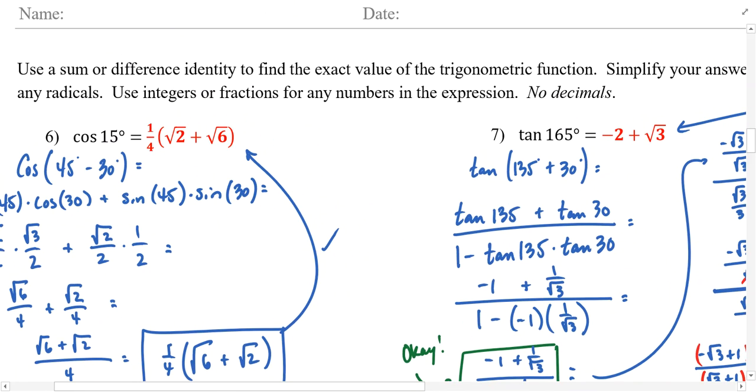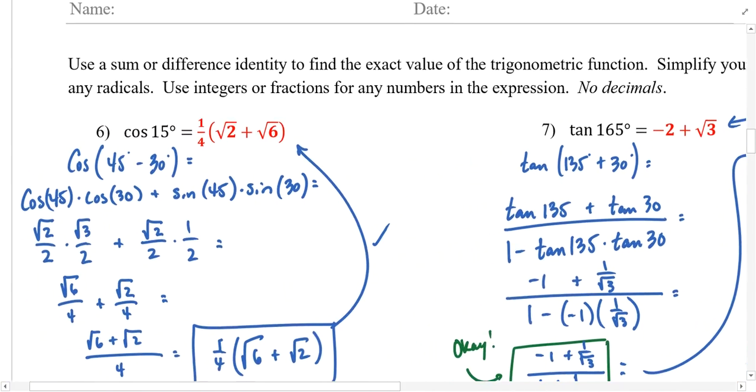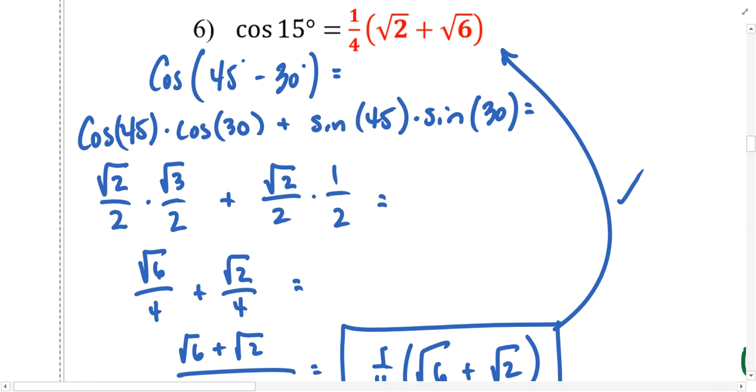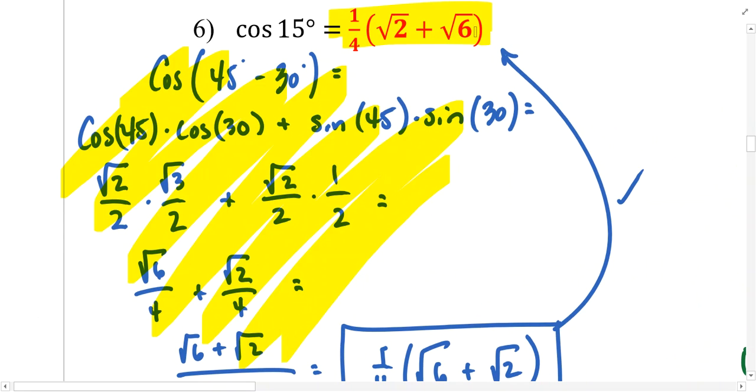Moving on to number 6, we're told to use a sum or difference identity to find the exact value of the trig function. We're going to simplify our answers using any radicals. So the goal here is to avoid any calculators. Now my instructions won't say calc versus non-calculator because this is a take-home test and exam, so it'd be very hard for me to differentiate. But what I would like to see is the work that you would do by not relying on a calculator. So of course you can check your work along the way with a calculator, but again, show me the process. How do you get to this final answer if that's the answer that the calculator gives?